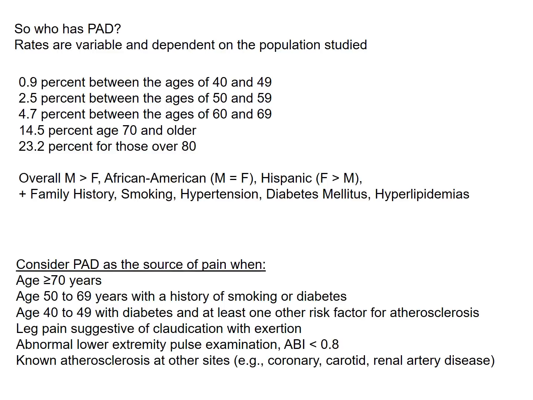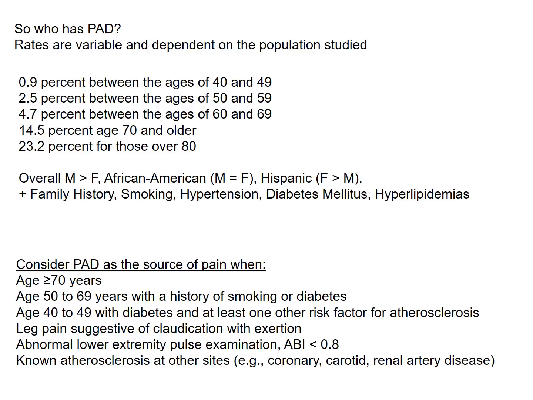Who has peripheral atherosclerotic disease? You can see that the incidence goes up the older you get. Even individuals in their 40s, there can be a small number of people who have this, but the further you get from 60, the older you get, the greater the risk is going to be. Overall, I've seen males greater than females, and I've seen males equal to females. African Americans tend to have a higher risk than Caucasians. In Hispanics, the female risk may be higher than the male risk.